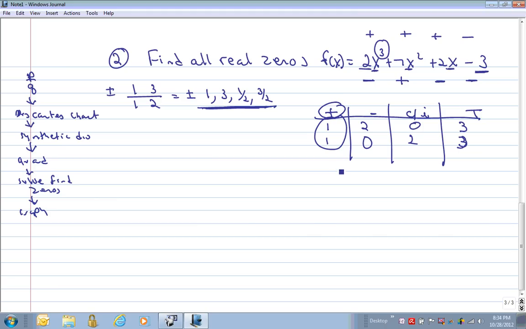Alright, let's go ahead and set up our synthetic division. We're going back to our original formula, and our synthetic division, we don't have any skips in our degrees, so it's going to be 2, 7, 2, and negative 3. We'll do our synthetic division. Alright, so we'll start with 1. We bring down our 2. 1 times 2 is 2. 2 and 7 is 9. 1 times 9 is 9. 9 and 2 is 11. 1 times 11 is 11. And 11 and negative 3 is 8.